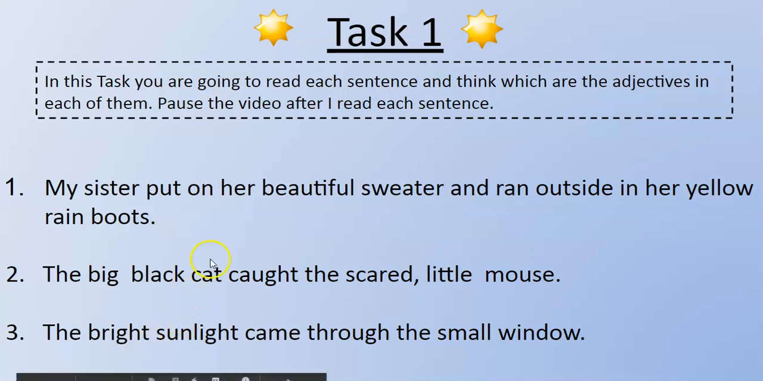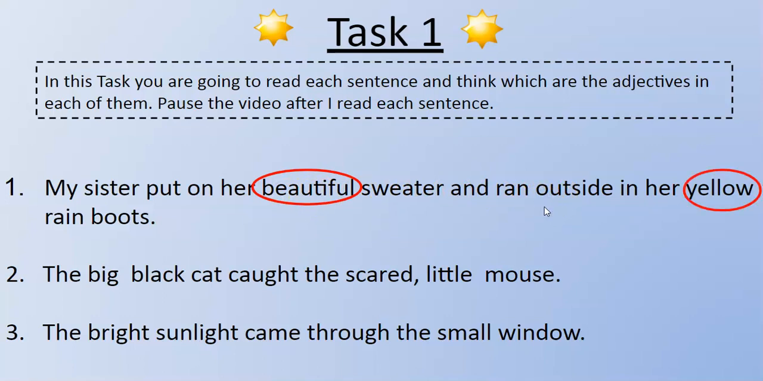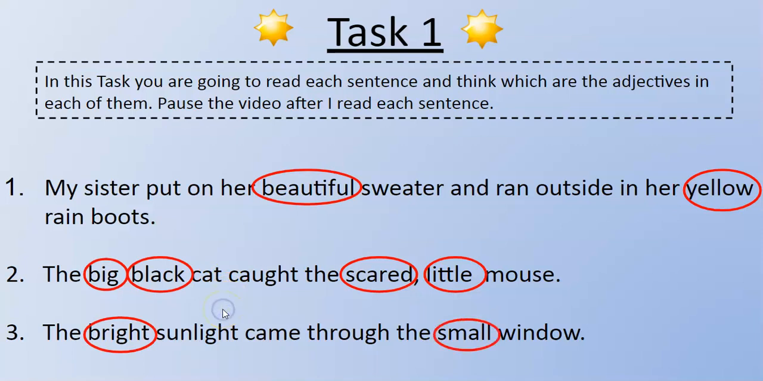Okay, let's check if you know which were the adjectives. My sister put on her beautiful sweater and ran outside in her yellow rain boots. Let's see. Beautiful. Yellow, very good. The big black cat caught the scared little mouse. Big, black, and scared. And little mouse, very good. I'm sure you had them all correct. The bright sunlight came through the small window. Bright and small.